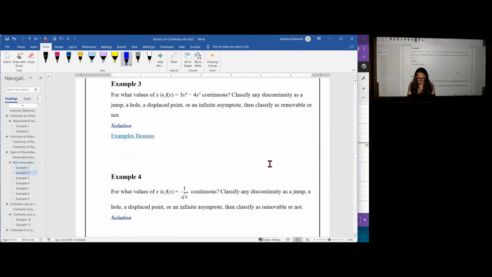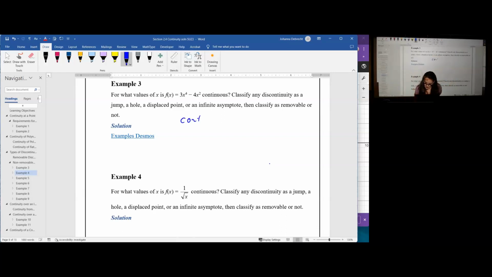Let's now look at example 3, and let's predict for what values it is and is not continuous. Classify any discontinuity, and then classify it as removable or not if you have one. So let's look at 3x to the 4th minus 4x squared. I don't want you to graph it. I want you to recognize based on the type of function it is. Real coefficients, 3 and negative 4. Exponents on x in the numerator are 2 and 4, which are whole numbers. This is a polynomial. It's defined on the whole number line, and it's continuous everywhere.